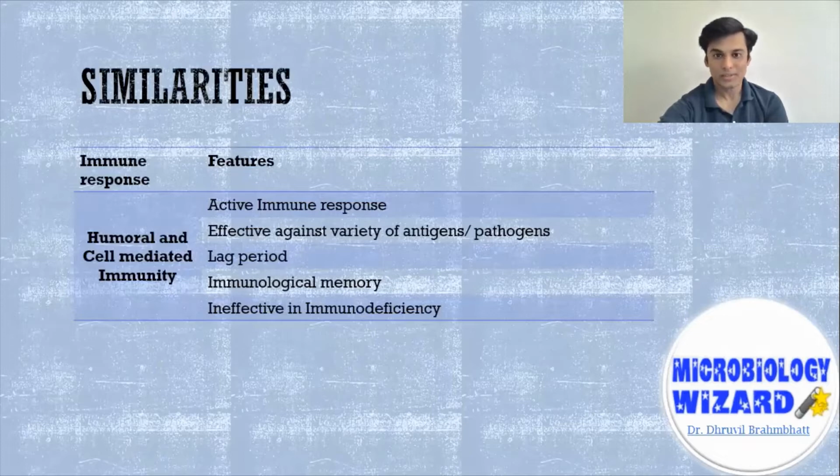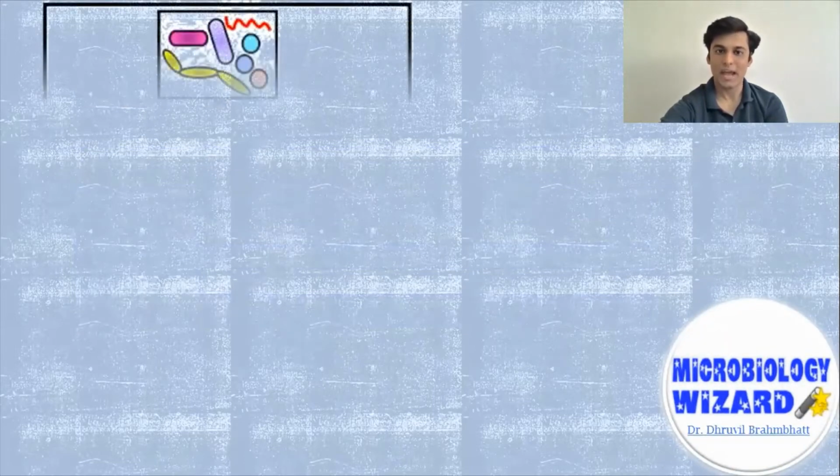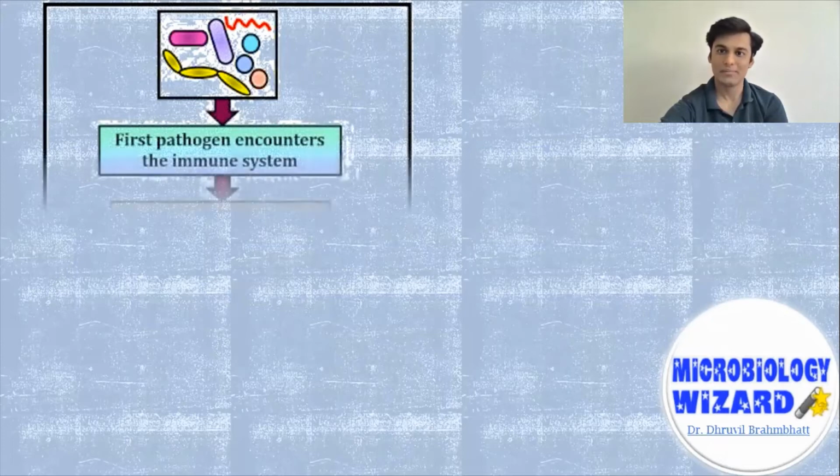First, both of them are active immune responses. Second, they are effective against a variety of antigens, pathogens, or toxins. Third, they are effective in the lag period of infectivity. Fourth, they have immunological memory. And last, both are ineffective in patients suffering from immunodeficiency. Further, we'll look at the mechanism and differences in the action of humoral and cell-mediated immunity.